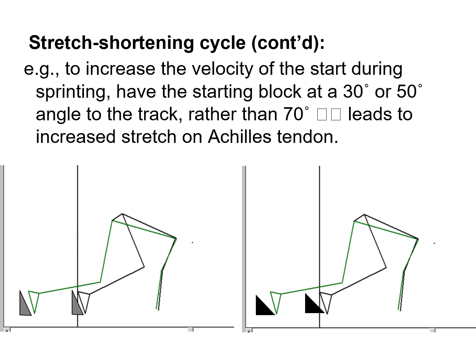We can also see this if we're looking at sprinters. There's usually a starting block for sprinters, and having the starting block at a 30 or 50 degree angle to the track rather than 70 degrees leads to an increased stretch of our Achilles tendon. And our Achilles tendon is very, very, very elastic. It likes to be stretched. And when they push off from the blocks, not only have they stretched that Achilles tendon, but they're adding the contractile energy of the muscles to the elastic energy of the Achilles tendon, so they get a better, more forceful push off from the blocks, and it helps with their sprinting time.